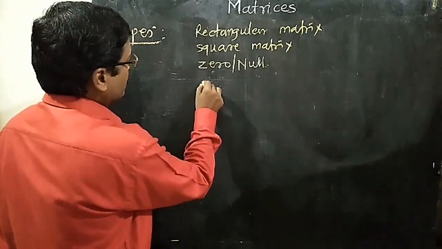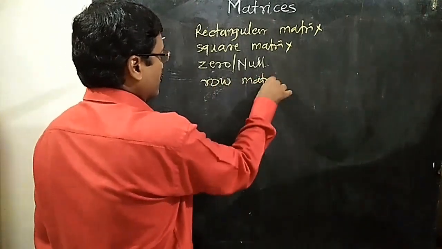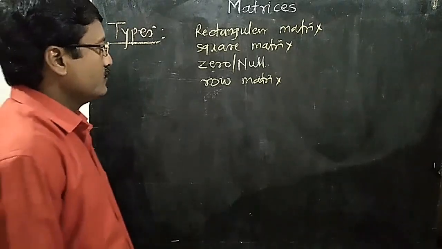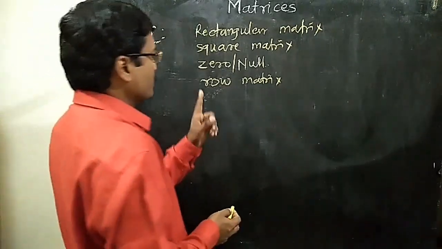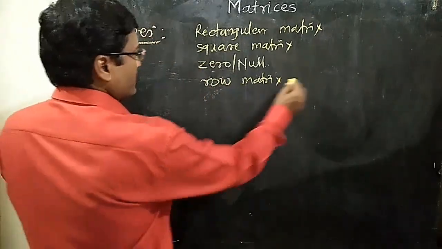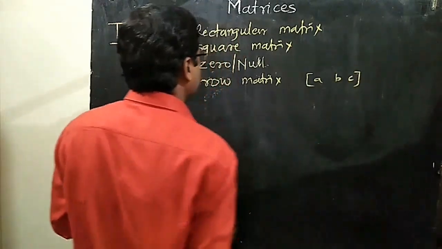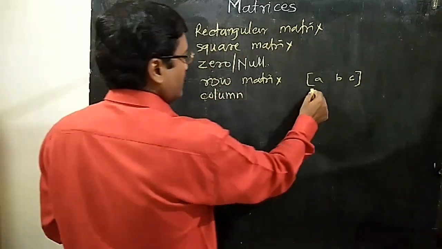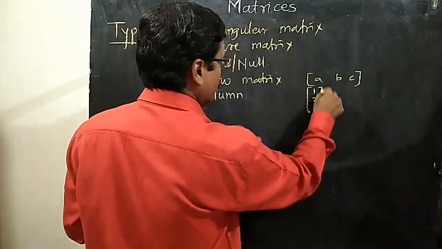Then row matrix, a matrix which contains only a single row. The number of columns may be 2, 3 or 4, that is known as the row matrix. It is like this, A, B, C. Then column matrix, it contains only one single column, containing elements 1 to 1 suppose.